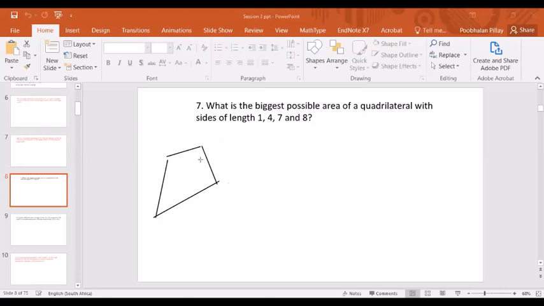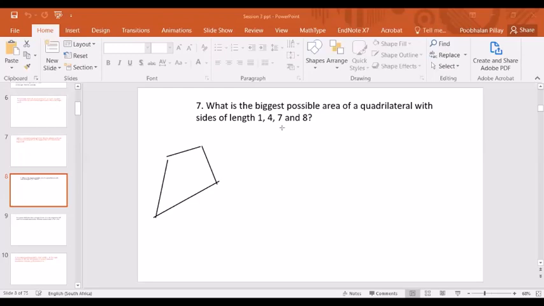So the sides are 1, 4, 7, and 8. I don't want to put the sides down here because we don't know what order it is. I could have had 1 and 4 here, 1 and 4 there, and they will be different quadrilaterals. The point about this is that there could be many quadrilaterals. If I got another quadrilateral with sides 1, 4, 7, and 8, it might be looking very different from this. They are not congruent. 4 sides is not a condition for congruency in quadrilaterals.